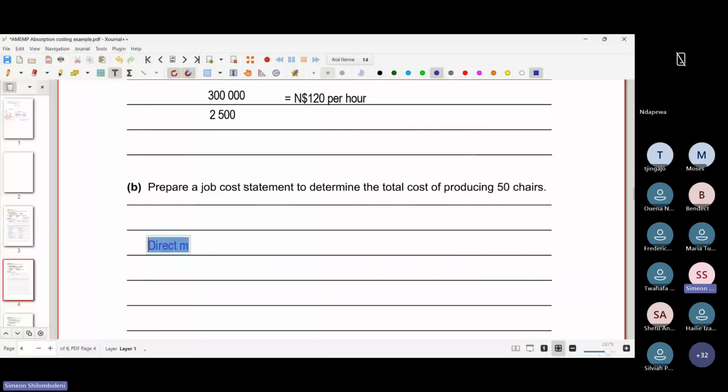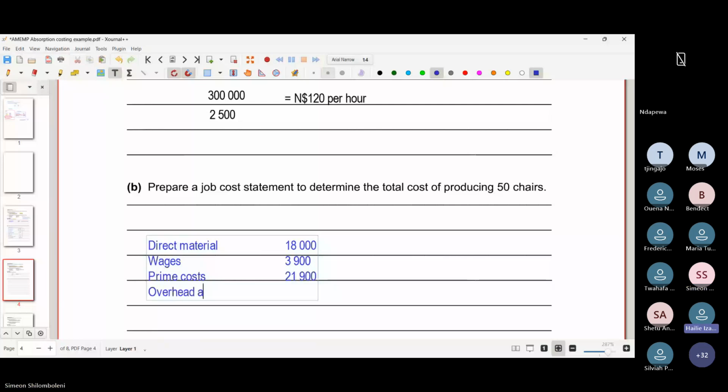Materials, we have 18,000. Wages, we have 3,900. Prime cost, we have how much? 21,900. Can someone now tell me what I must do here at overhead absorbed?